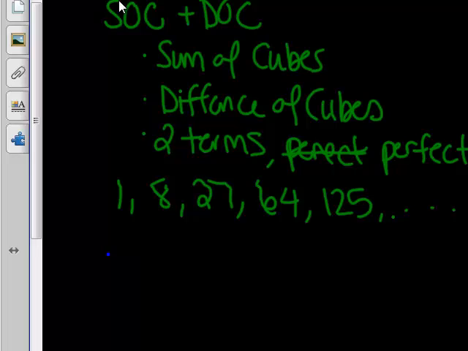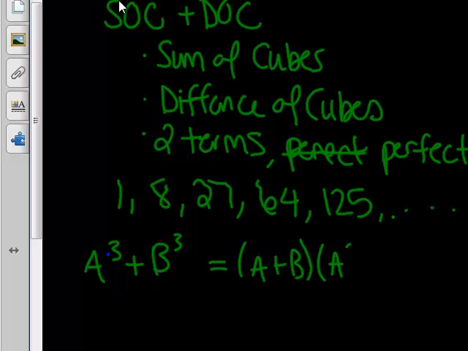Alright, so first off, these are very formula based. Here's my formula. Sum of cubes: a cubed plus b cubed is equal to a plus b times a squared minus ab plus b squared.